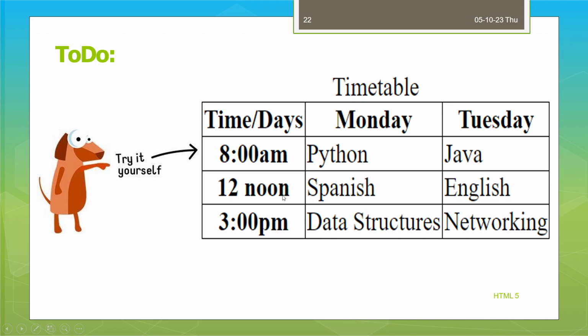So with this, we created a table with 4 rows, and we inserted the table headings, time and days, Monday, Tuesday, by using the th tag, inserting the data by using the td tag, and inserting the row by using the tr tag, right?